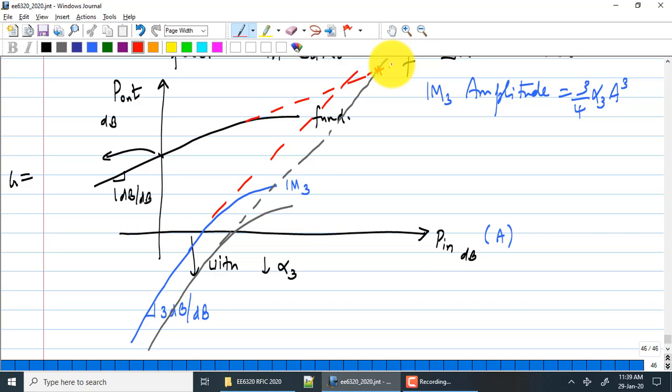Okay, so I'll go with the original curve. These two terms now. So this point is called the IIP3, or input referred third order intercept.